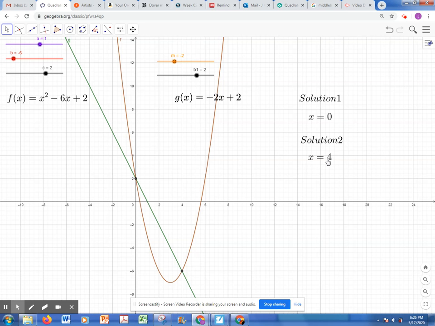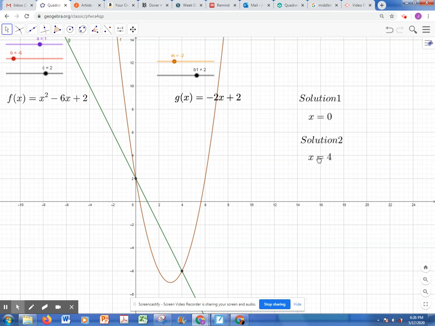Okay, how about the 4? When I plug a 4 in, what do I get? 4 squared, that's 16. Fine. 6 times 4 is 24. So now we got 16 minus 24. I'll go ahead and tell you that's -8. And then plus 2. So that's -6. You owed somebody $8. You paid them back $2. You still owe them $6. So -6. Ooh, look, -6.